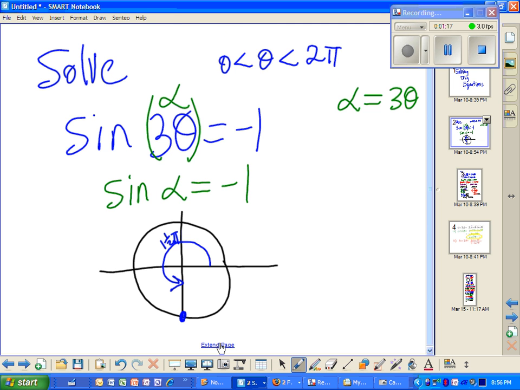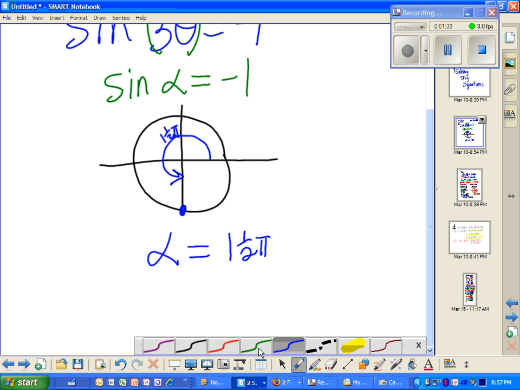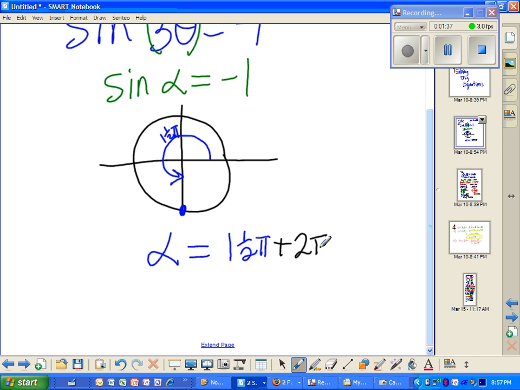Now, we can say then that alpha is equal to 1.5 pi, but it's also equal every 2 pi times k, where k is an element of the integers.